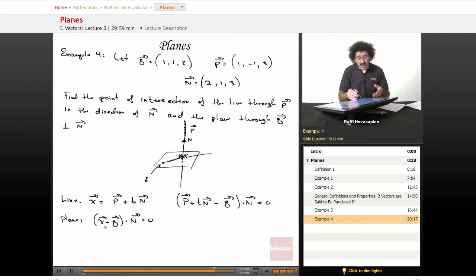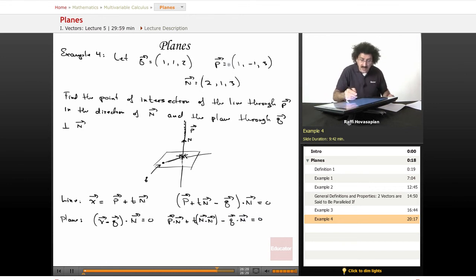So I took the value x and I just stuck it in for this value x here. A simple substitution. And now I solve this. So let me go ahead and distribute the dot product here. So this becomes p dot n plus t times n dot n, minus q dot n is equal to 0.